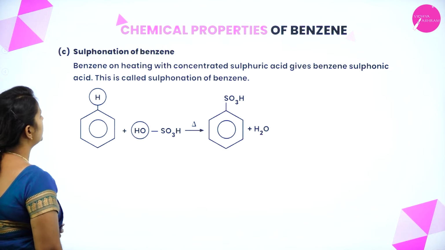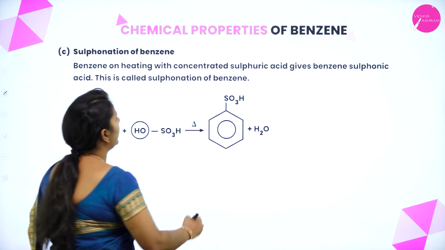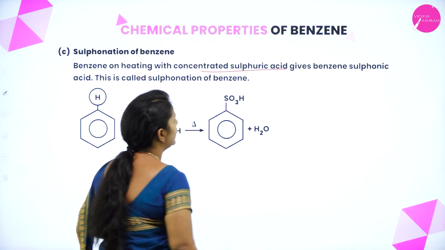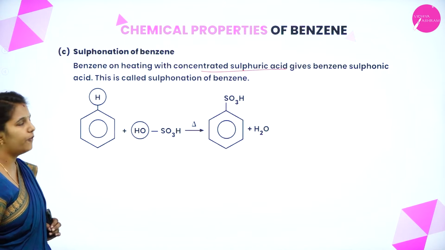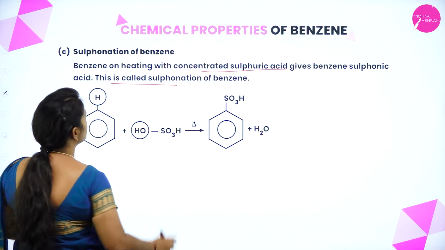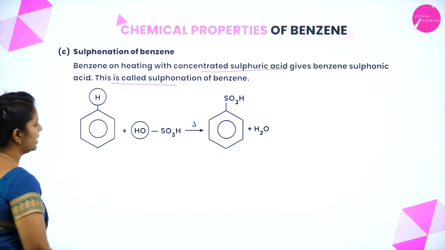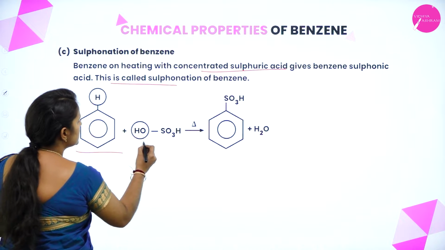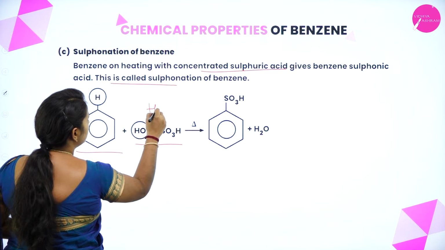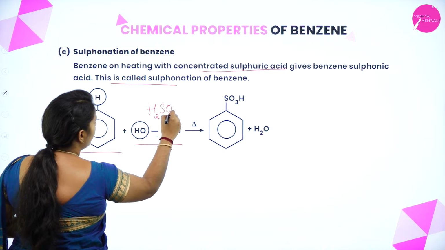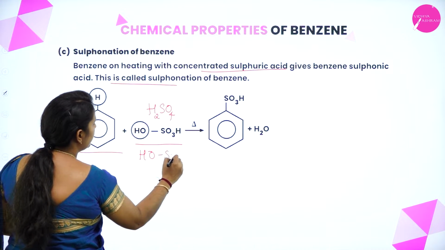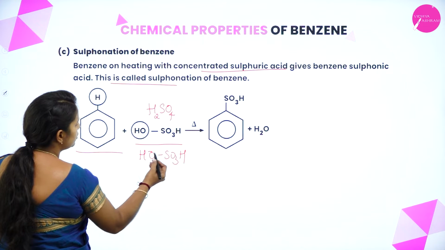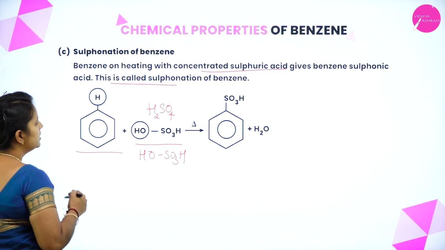Next is sulfonation. Here benzene on heating with concentrated H2SO4, that is concentrated sulfuric acid, gives rise to benzene sulfonic acid, and this process is known as sulfonation of benzene. So we have a benzene ring here which is allowed to react with H2SO4, or you can write this structure as OH SO3H. So H2SO4. Okay. So what will happen?